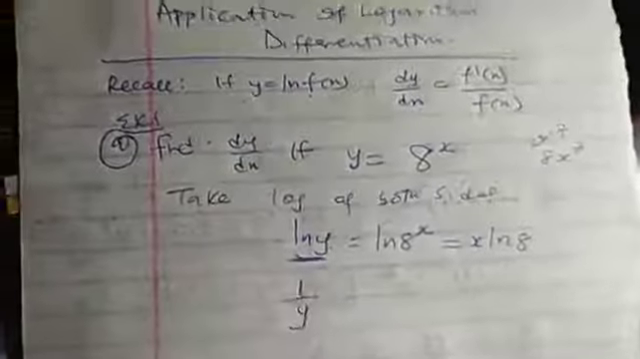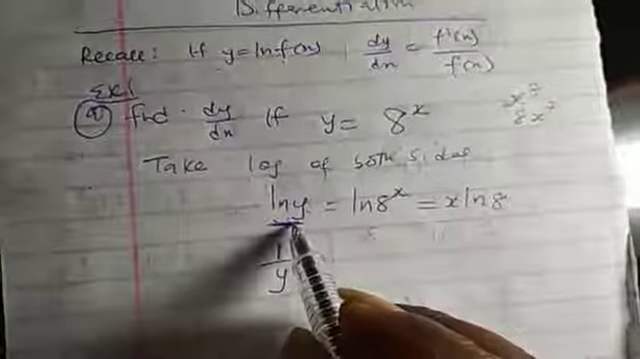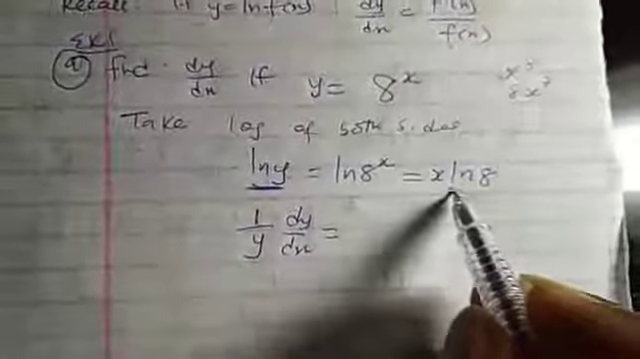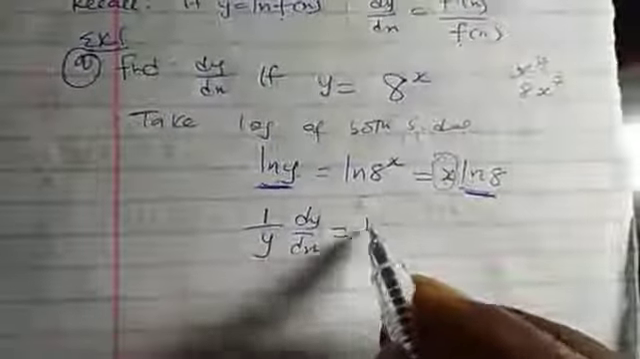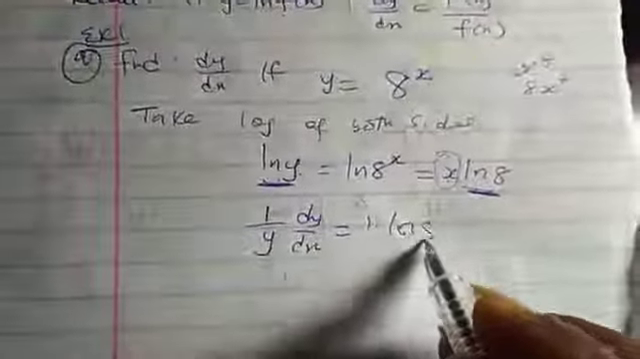Now, after that, you differentiate both sides. If I differentiate ln y, I'm going to have 1 over y. You know, normally if I differentiate ln x, I'm going to have 1 over x. Now, if I differentiate ln y, I'm going to have 1 over y, then I'll put dy dx, as usual by implicit differentiation. Now, this ln 8 is a constant, so I'm differentiating only x. So if I differentiate this x, I'm going to have 1 times ln 8.